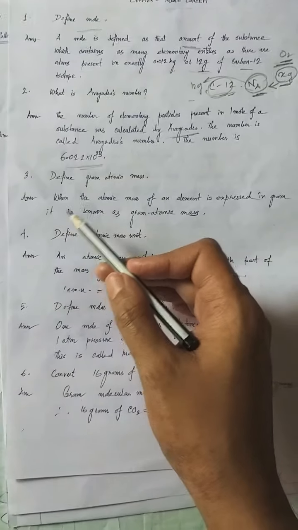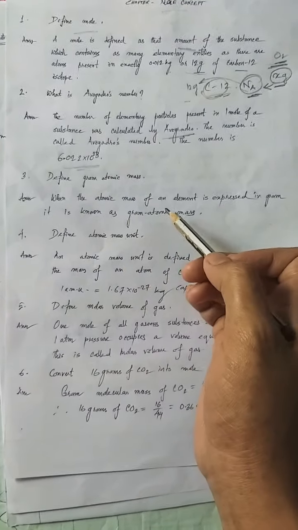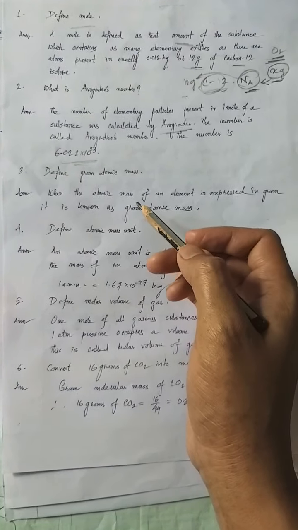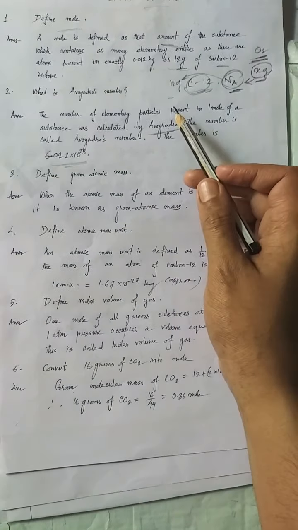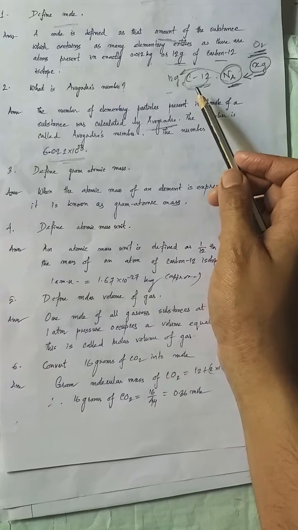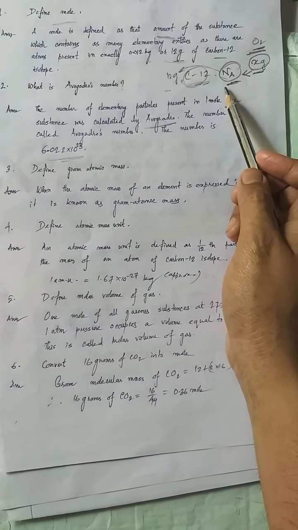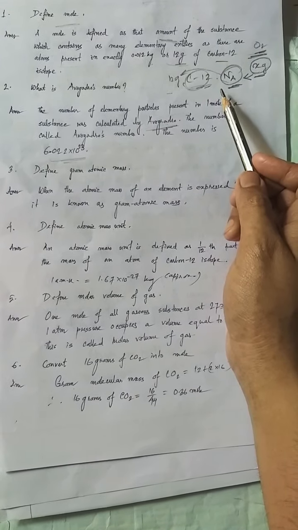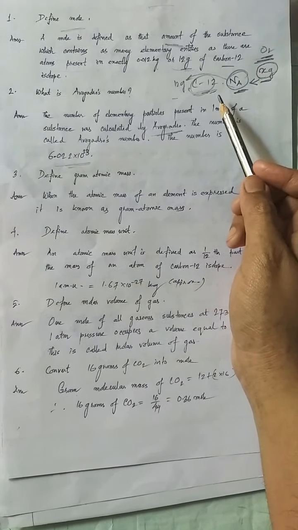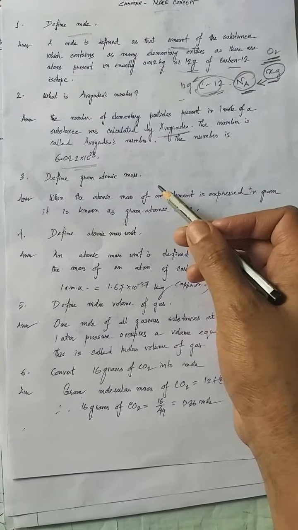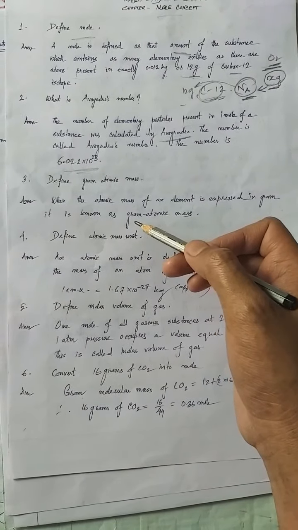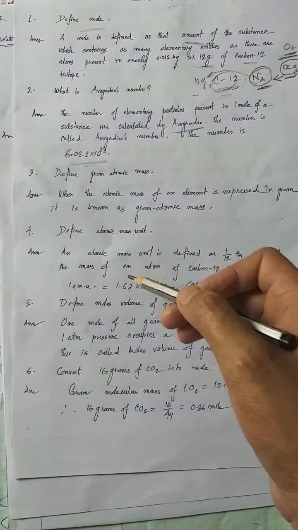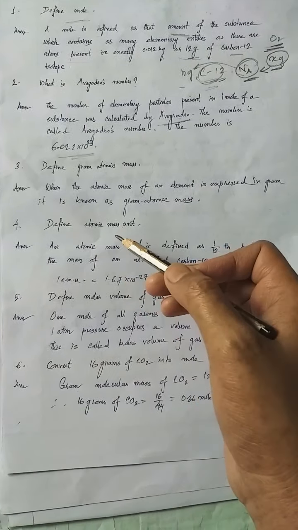Now the next thing is define gram atomic mass. When the atomic mass of an element is expressed in gram, it is known as gram atomic mass. Now what does it mean? The number of atoms present in certain gram of a substance is, suppose, this Avogadro number. So the gram of that mass is considered as gram atomic mass. That is, if I talk about carbon, then this 12 gram is considered to be the gram atomic mass of carbon.